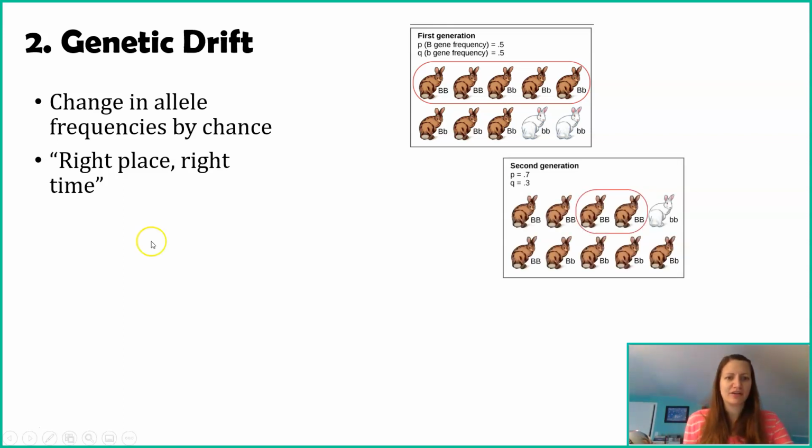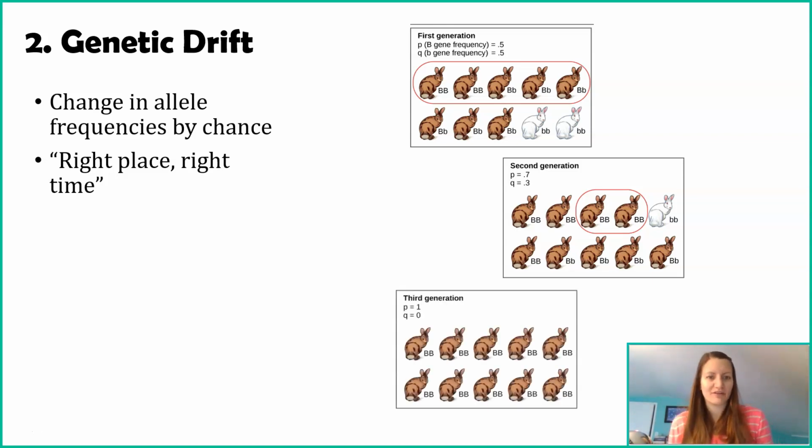Here's what our next generation looks like. We're starting to see our allele frequencies change. We're having a lot more big B alleles in this population, and a lot fewer little b alleles. Let's do another generation. So again, no reason at all. It was just those 2 rabbits that happened to breed that generation, both of them being homozygous dominant, which means our subsequent generation is 100% homozygous dominant.